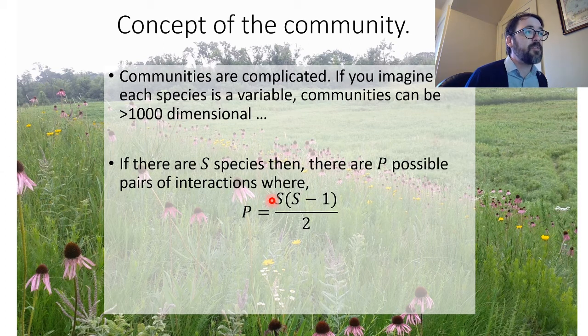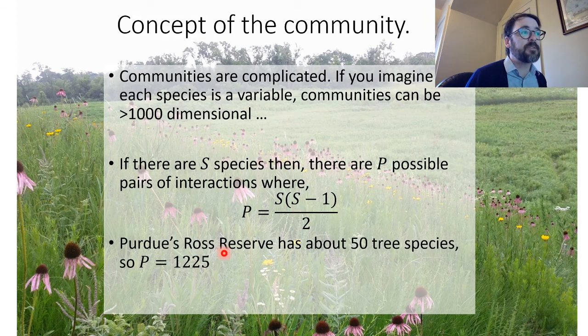And to give you a taste for that, this formula gives you a way of calculating the number of possible pairs of interactions, right? So if you have S species, there are P possible pairs that we can calculate in this way with this formula. You just stick in the number of species here and here, and then it tells you the number of possible pairs. And because I do research out at the Ross Reserve, I know there's about 50 species of trees, which gives us 1,225 possible pairs of interactions.